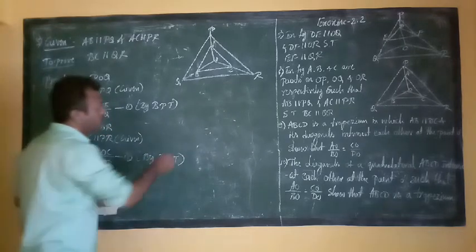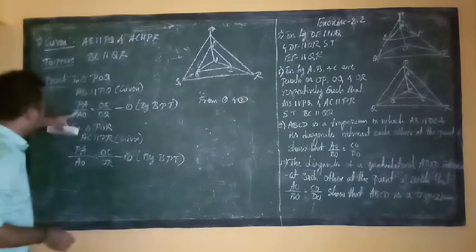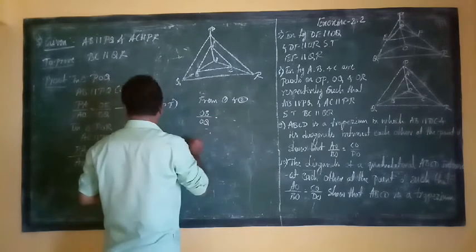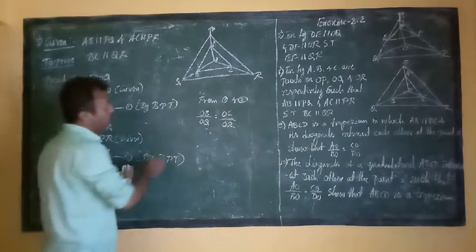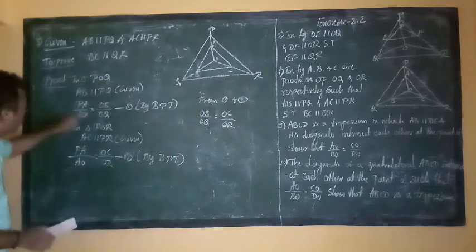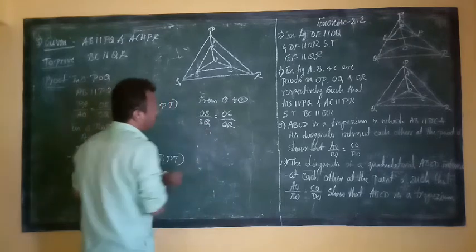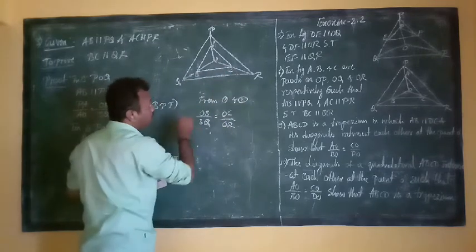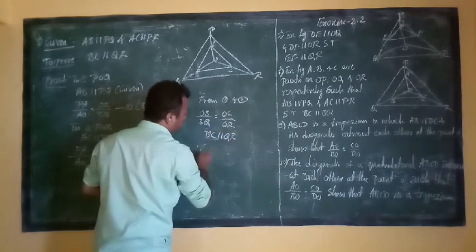So consider 1 and 2. From 1 and 2, PA by AO gets cancelled, remaining OB by BQ is equal to OC by CR. Now look at the figure: this is OB by BQ and OC by CR. So it means BC is parallel to QR because of the converse of BPT.